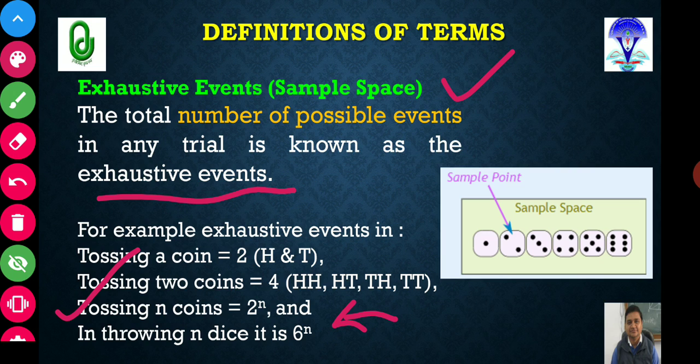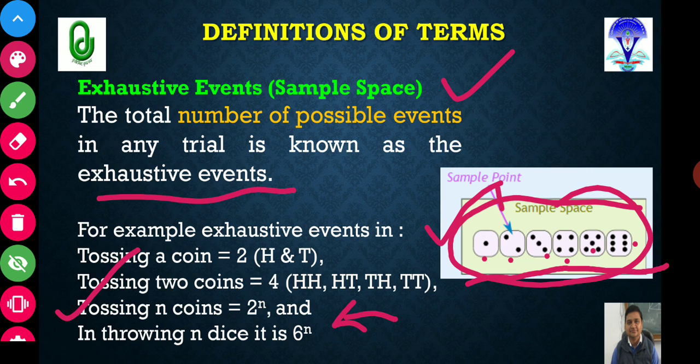So here you can say, in this picture, if you are rolling a single dice, the sample space, that is the exhaustive event, will be 1, 2, 3, 4, 5 and 6. So these 6 events are known as the sample space, and a particular event is known as a sample point.